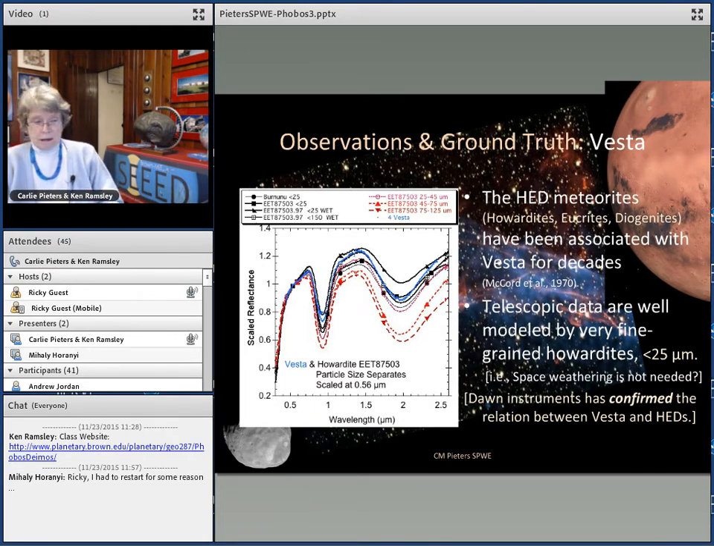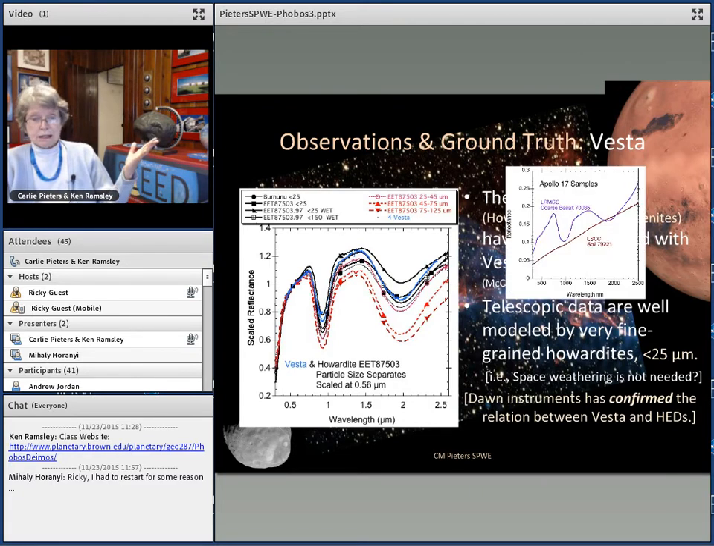They're perfectly happy to have these meteorites provide an analog for the surface of Vesta. And in that case, space weathering is not really needed. Recall that in the lunar case, we had this major difference between a rock powder and a soil. They're completely different. Whereas what we see here on Vesta is that the rocks, the HEDs, and Vesta itself have the same characteristics, and we don't need any of the lunar-like space weathering.